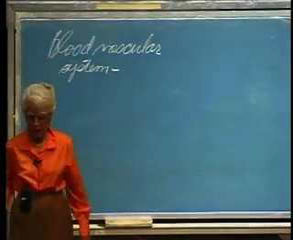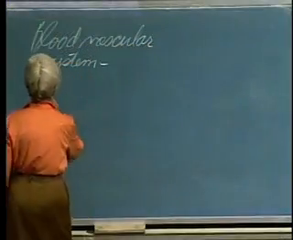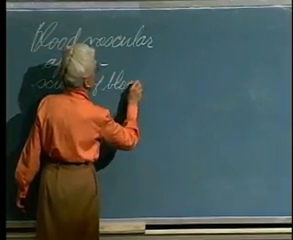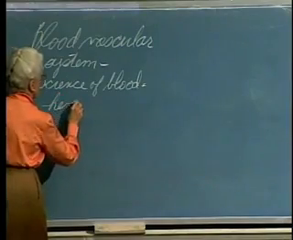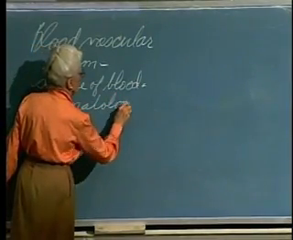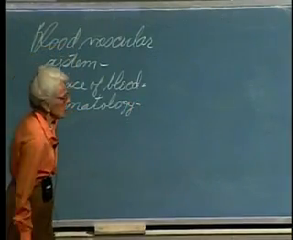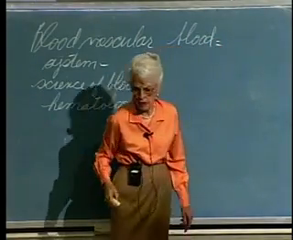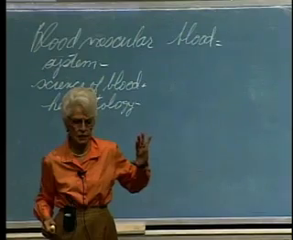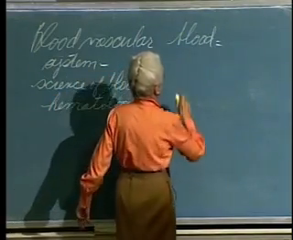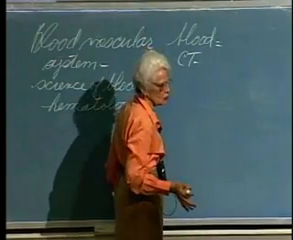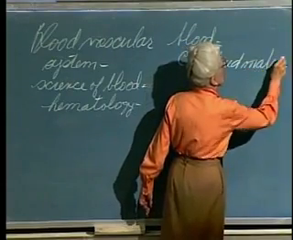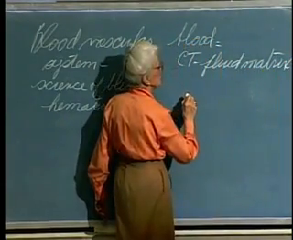So the science of blood, then, is called hematology. So what is blood? You've got 4 kinds of tissues. What tissue is blood? Connective tissue. Blood's a connective tissue. Then it has a fluid matrix. What do we call a fluid matrix? Plasma.